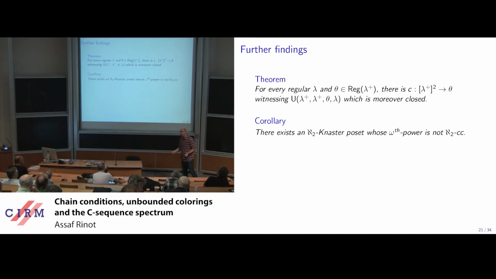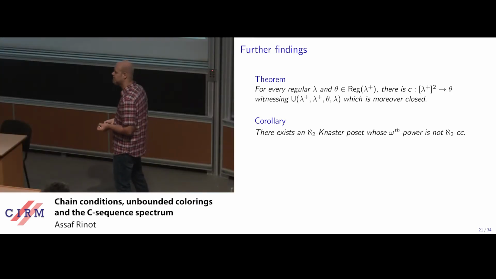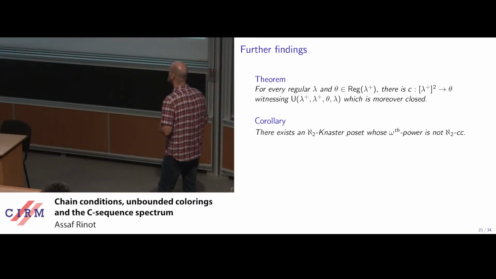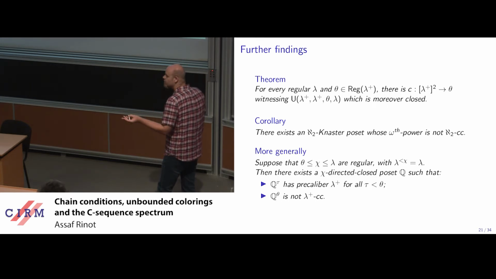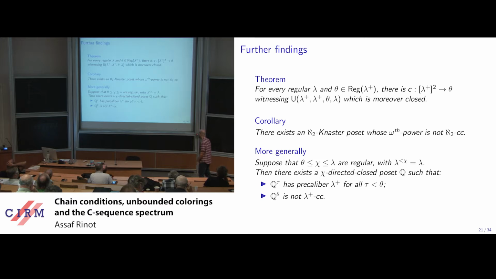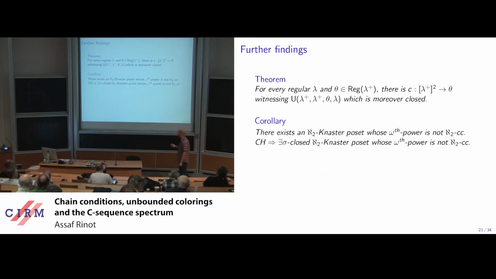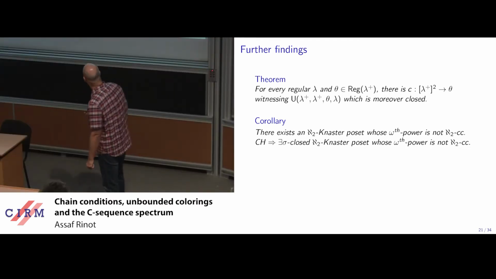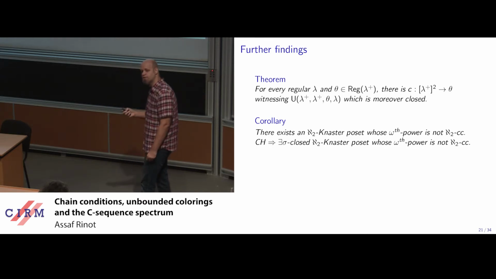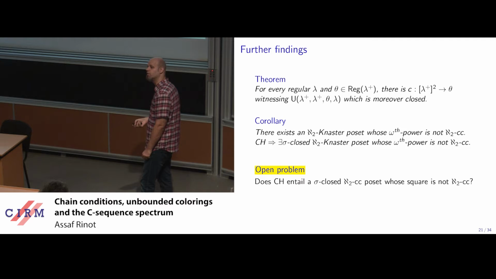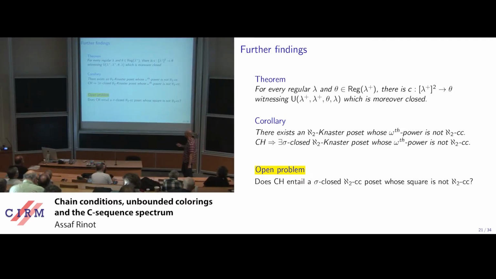So the corollary is that in ZFC, there is an Aleph-2 cluster poset whose omega power is not Aleph-2-c.c. Okay, this is analogous to the result of Shelah from 1997. More generally, this works for any regular cardinal because of our theorem. But notice that we can also handle directed closed posets. So this means that, assuming CH, there is a poset which is moreover sigma closed. Under CH, there is a sigma closed poset which is Aleph-2 cluster whose omega power is not Aleph-2-c.c. The analogous question for the Aleph-2-c.c. is still open. This is not known. We don't know whether CH gives us a sigma closed poset which is Aleph-2-c.c. whose square is not.